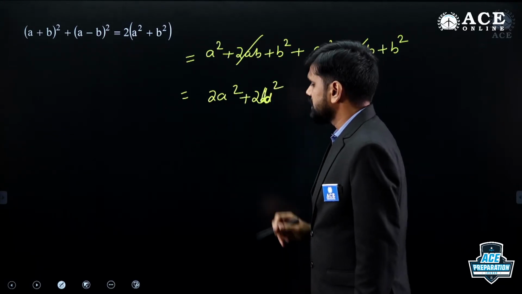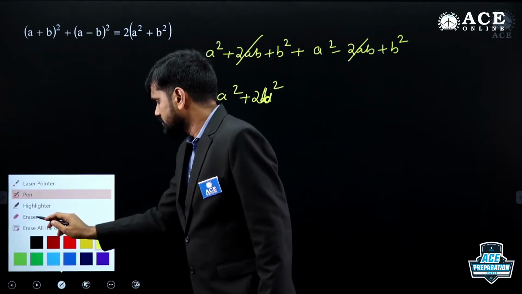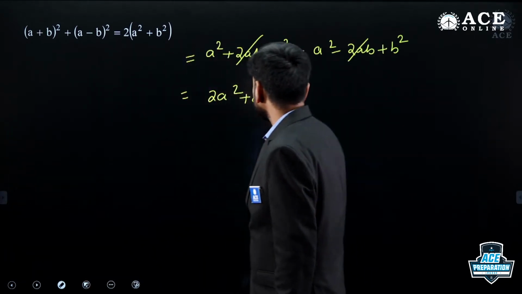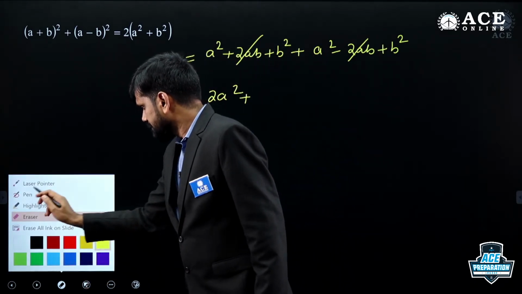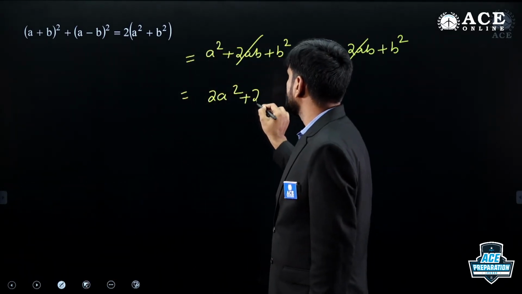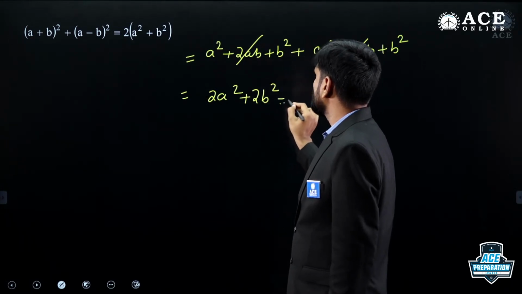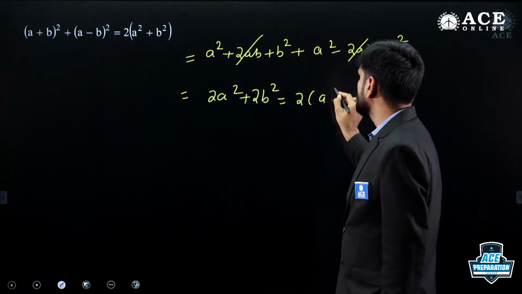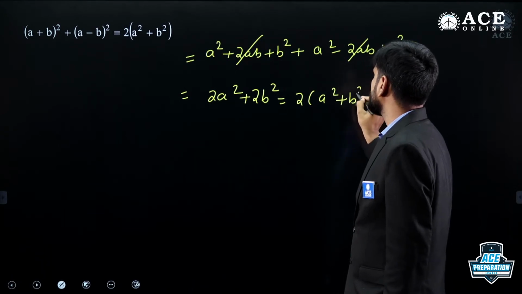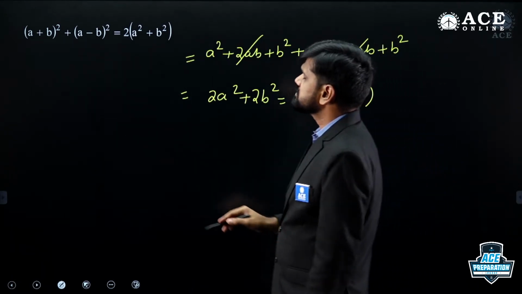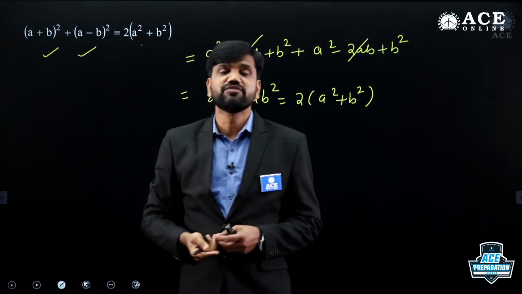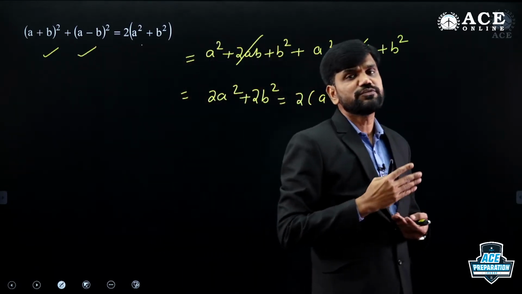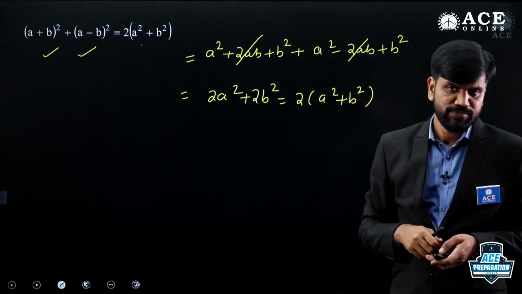So this can be written as what? So 2a square plus 2b square can be written as, right, 2a square plus 2b square. If you take 2 common here, that gives you what? 2 into a square plus b square. That's how this relation has come. So a plus b whole square plus a minus b whole square will always be equal to 2 times of a square plus b square.